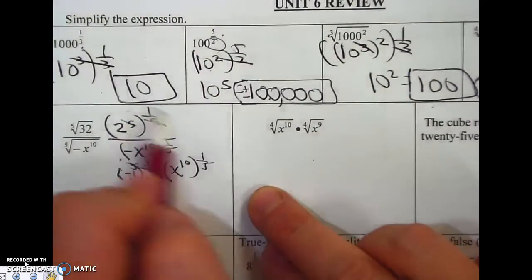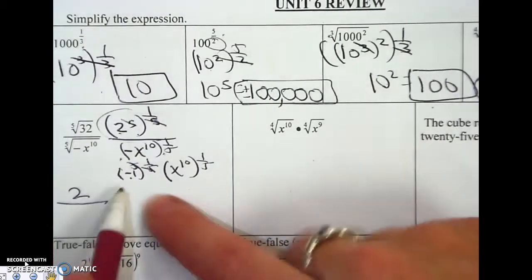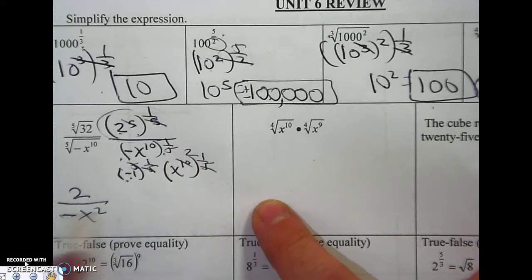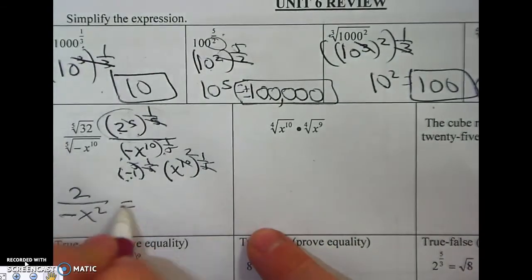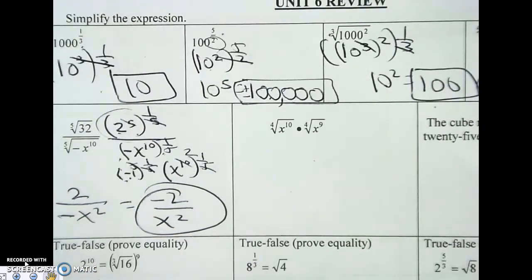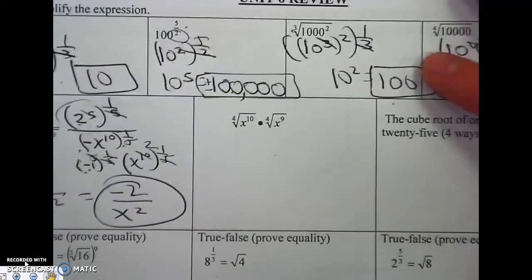So I'm sorry, let me go back to the top. 2 to the 5th to the 1/5 is 2 on top. Then here, the negative stays. That turns into a 2, x squared. But you know I don't like a negative on the bottom, so it's negative 2 over x squared. And I don't care right now about telling me the restrictions. That's not what this is about. It's about simplifying the exponents. Okay. Let's look at the next one.